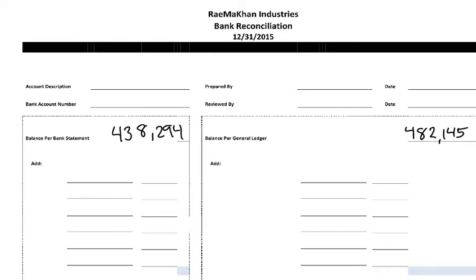So it says check number 683 for $681 and check number 712 for $1,358 and check number 720 for $528 was outstanding in November. That's the prior period. That's not the current period. So let's see what checks are outstanding for the current period.